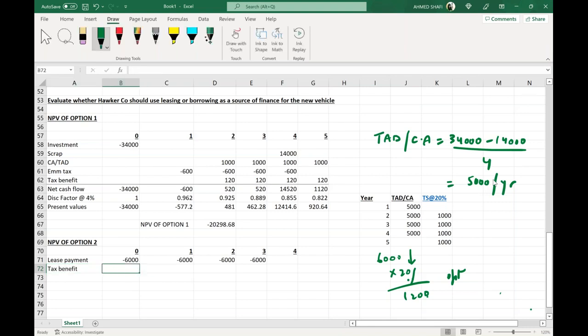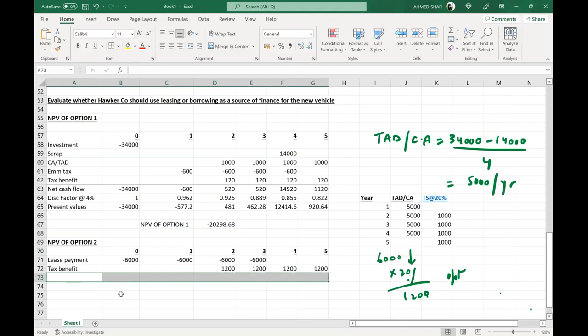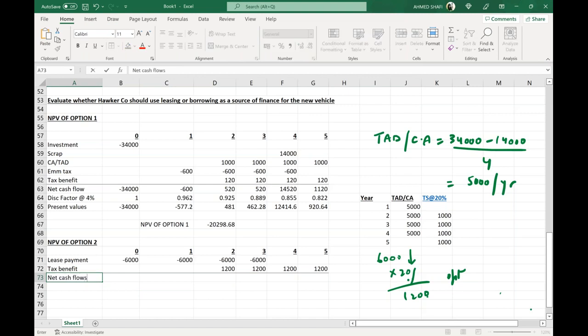Had the tax been in the same year, I would have recorded in 1, 2, 3, 4, but since it's in arrears, it's a benefit. Arrears means recorded in 2, 3, 4, and 5. We net them all. These are the only two cash flows we get. Net cash flows.